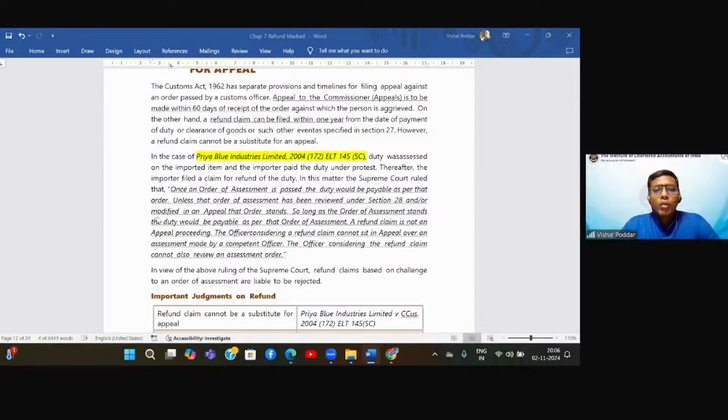So long as the order of assessment stands, the duty would be payable as per the order. A refund claim is not an appeal proceeding. So you cannot say that, okay, instead of appeal, let me go in for refund, because anyway, when I file the refund there, the officer will also check there. I will fight with him, or I'll convince the refund officer, and if he agrees, I will get the 8%. So if one officer, who is your adjudicating officer or who has done the assessment, has passed the order of 18% duty, which you feel is 10%, now you can say, okay, I will make an application for refund, which will go to a refund officer.